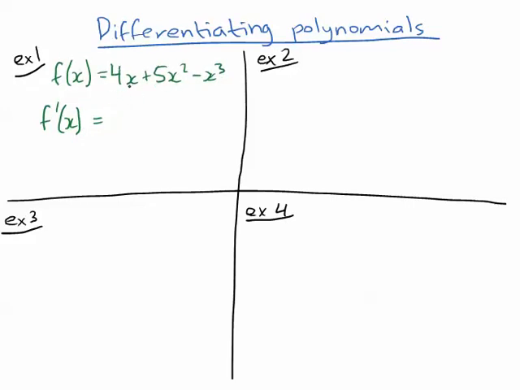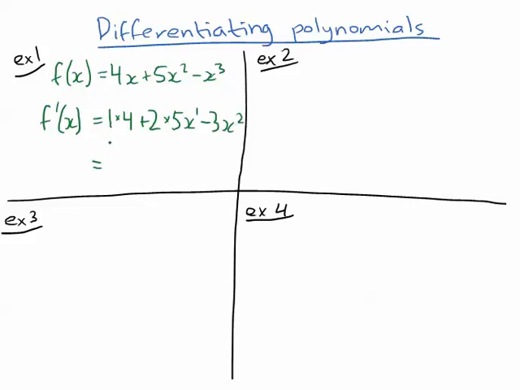So 4x, if we apply that rule, we're going to get 1 times 4, and then x to the power of 0 is just 1. So we're just going to leave it as 1 times 4, and then we've got plus the 2 multiplies in front, so we've got 2 times 5x to the power of 1, because the power goes down by 1. And then we've got a minus here, and then the 3 comes down in front, and then we've got x squared, so the power comes down by 1.